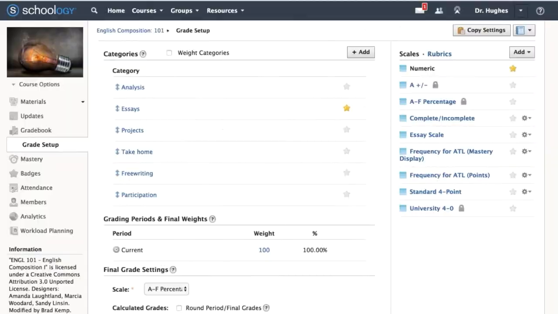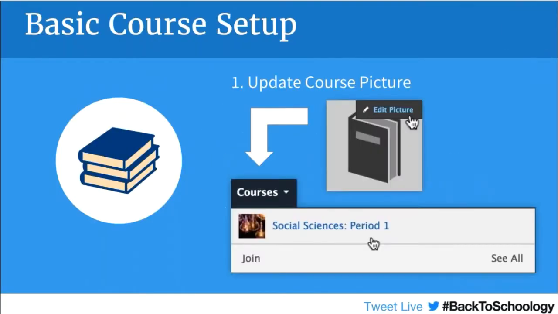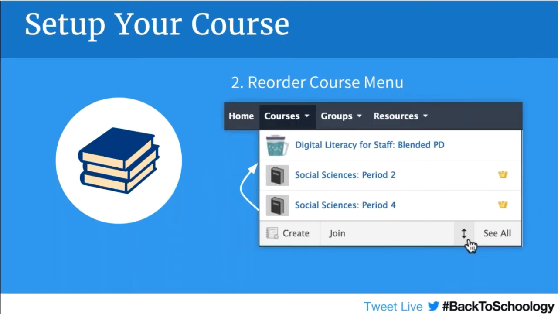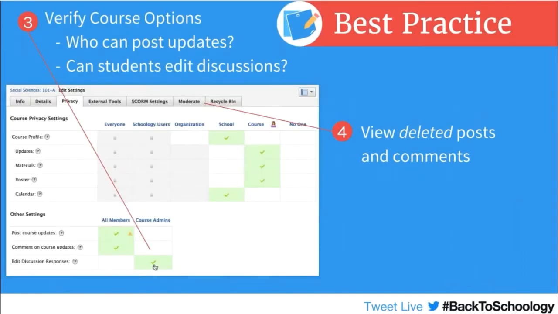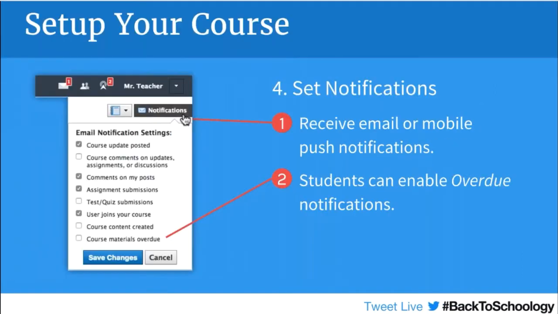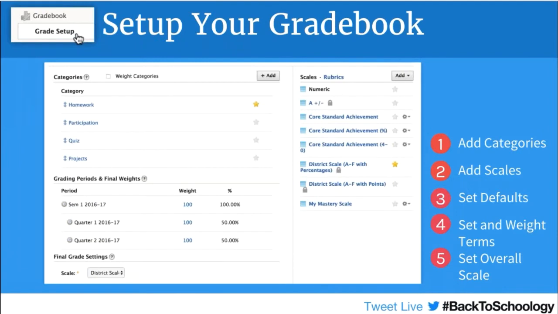Let's review what we've learned so far. We've changed the course picture. We reordered our courses. We verified some posting settings and some moderation settings. We set our notifications. And we've set up our gradebook. Let's break this down into steps. We added categories. We added scales, possibly rubrics.